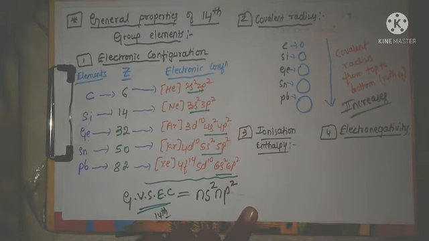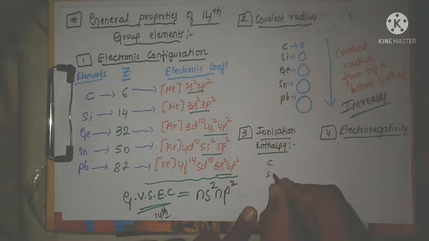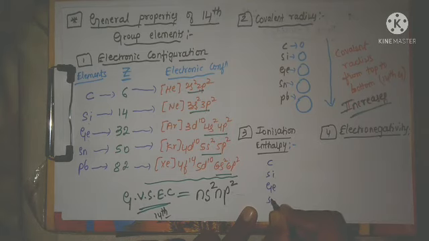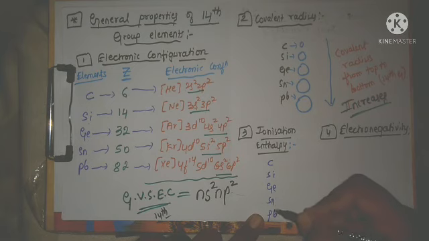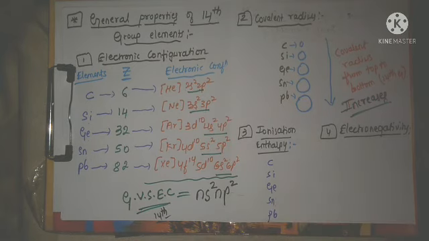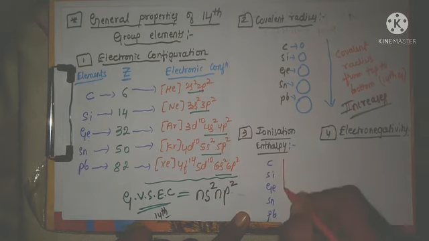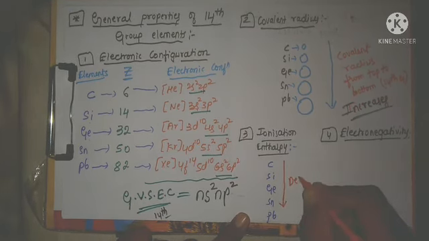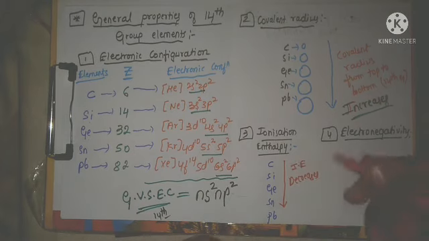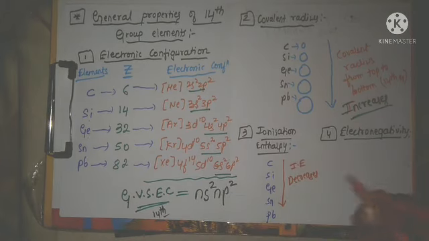Therefore I will write the elements first. Carbon, silicon, germanium, tin, and the last one is lead, correct? Now here it is from top to bottom. If the covalent radius increases, that is size increases, it means ionization enthalpy decreases. Why does it decrease? Size is increasing, therefore ionization enthalpy decreases.